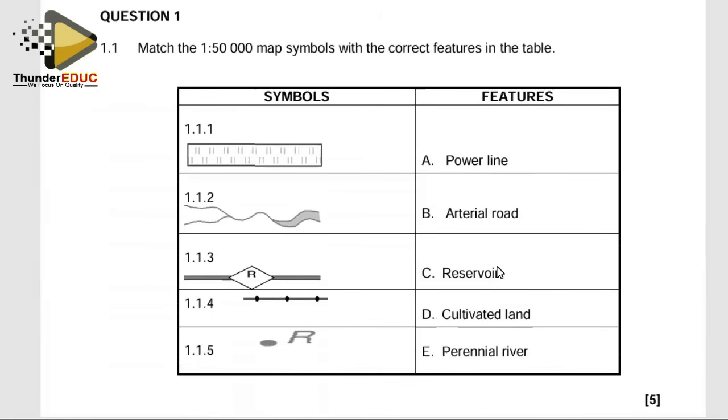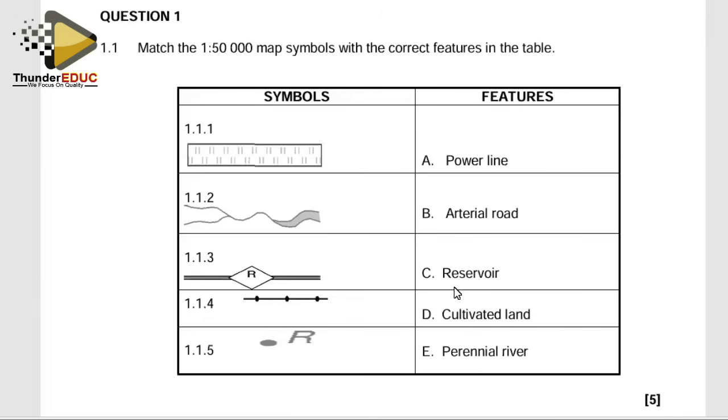Right, the first question, question number 1, is saying match the 1 to 50,000 map symbols with the correct features in the table. As you understand, you must be familiar with your map symbols. The map reference gives us a list of all geographical features on the map and how they are portrayed using conventional symbols. So we want to relate these map symbols to the features.